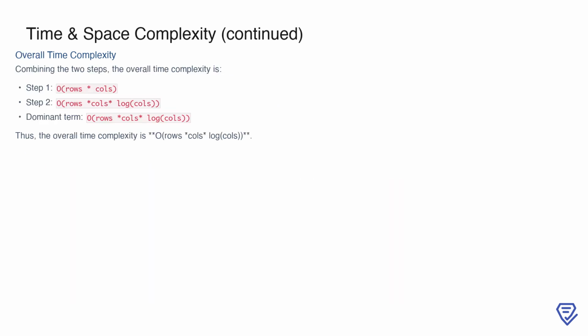Now, to determine the overall time complexity of the algorithm, we combine the time complexities of the 2 steps. The first step, pre-computing the heights, requires O(rows * cols). The second step, sorting and calculating the maximum area, requires O(rows * cols * log(cols)). Since O(rows * cols * log(cols)) dominates O(rows * cols), the overall time complexity of the entire algorithm is O(rows * cols * log(cols)). This is the term that defines the efficiency of our solution, as it captures the most computationally expensive operations.